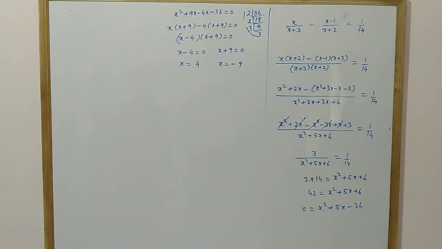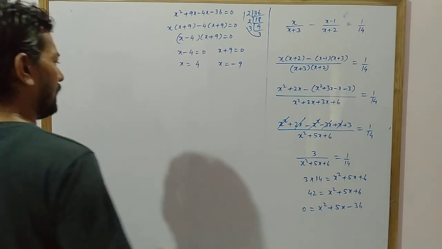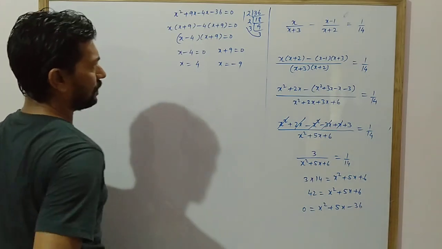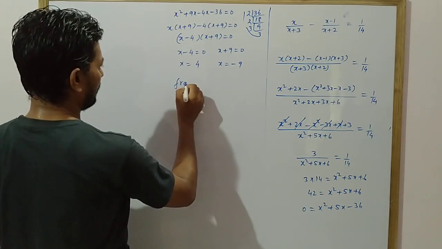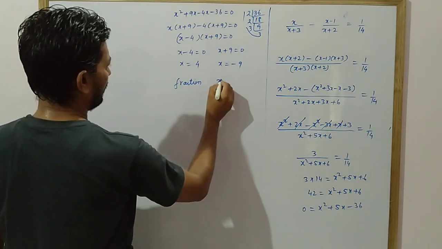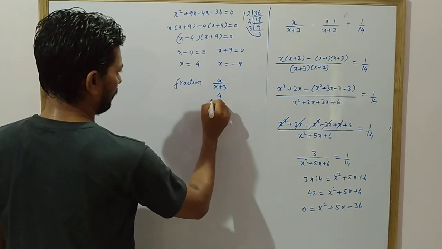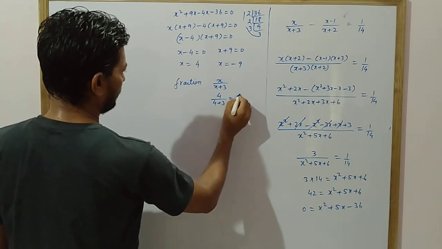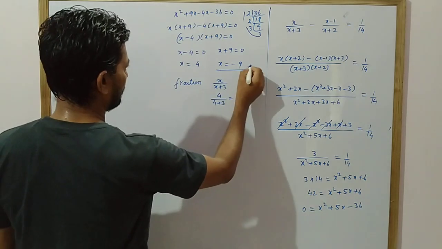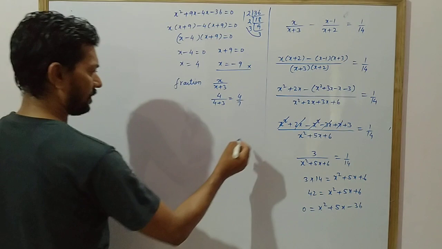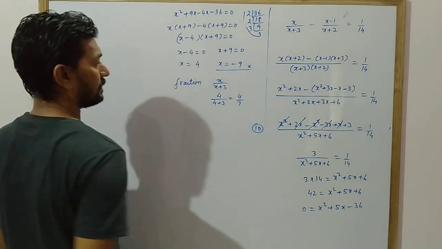Now, here, the fraction that is given is a positive fraction, so we will take x equal to 4. Our fraction is x by x plus 3. So, 4 by 4 plus 3, that is 4 by 7. This cannot be possible for negative, okay? So, we are taking x equal to 4. Okay, next. Question number 10.